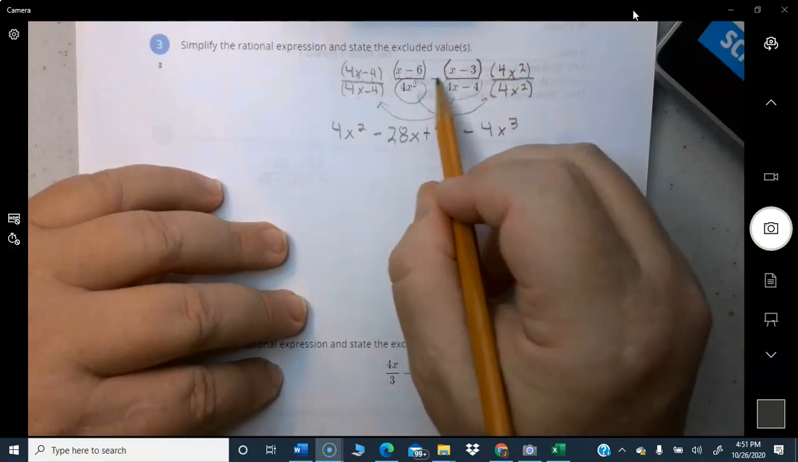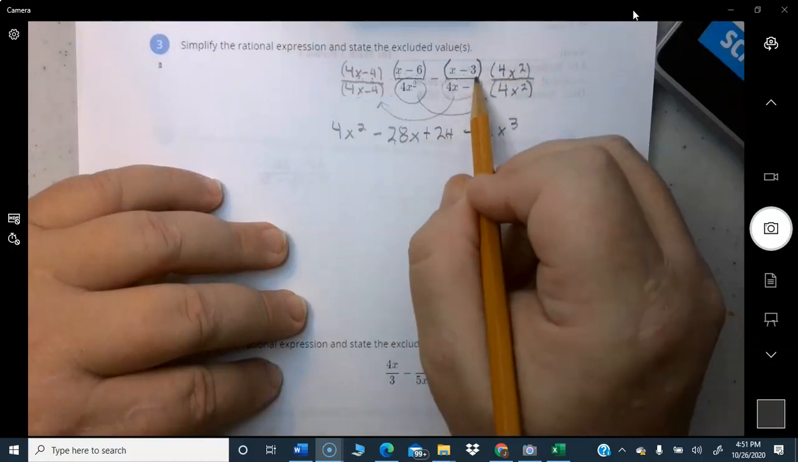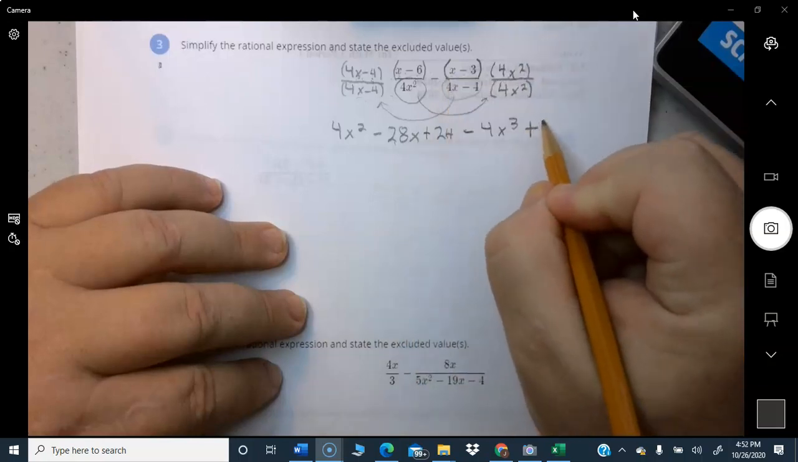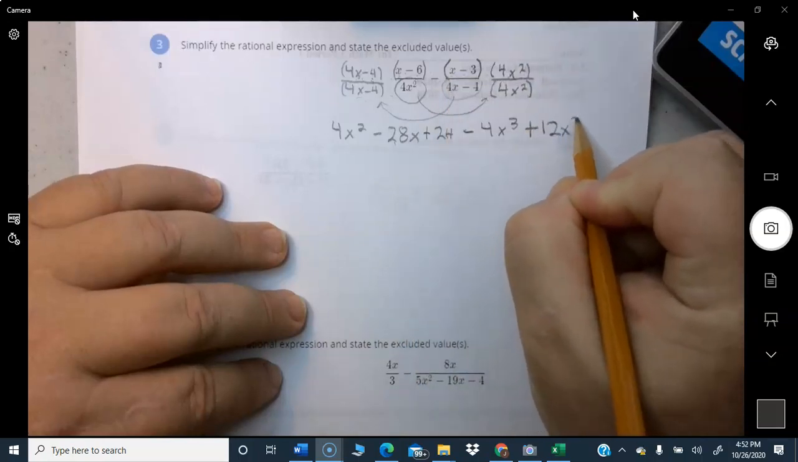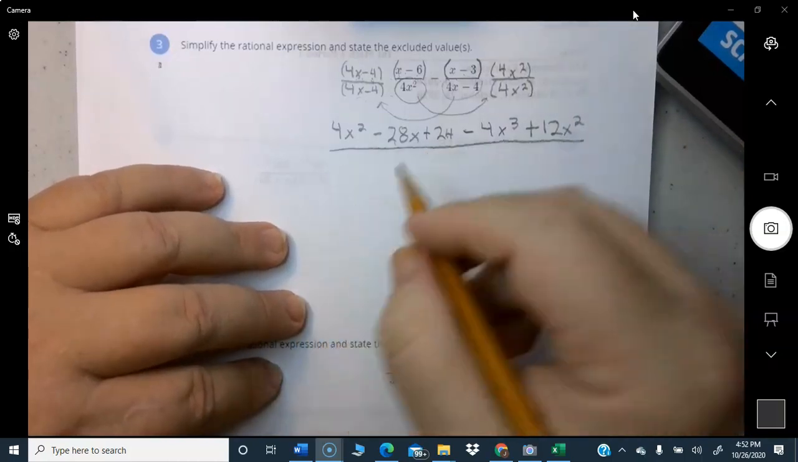Now watch out. This negative negative is going to become a positive. So 4x squared times 3 is 12, and the negative negative makes it positive 12, plus 12. And that's x squared. Okay, and then our common denominator can come down here.